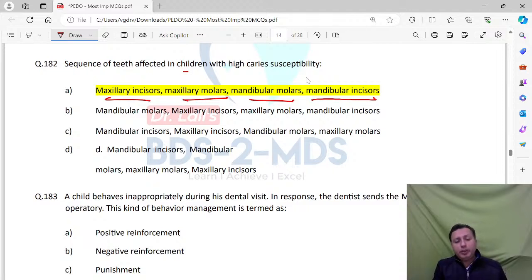It's a preventive procedure, but if you are doing an extraction of the teeth, okay, that comes into the tertiary level of prevention.